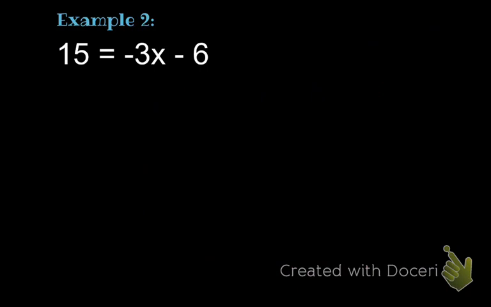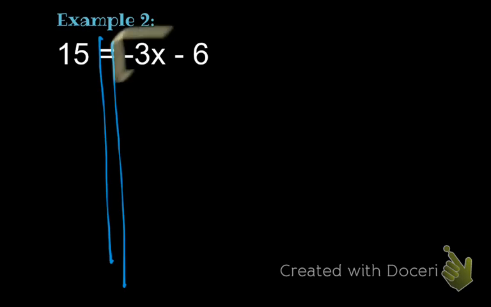All right, you guys, here's our second example. Write down 15 equals negative 3x minus 6 in your notebook. All right, first thing, let's draw in those lines. The next thing I like to do is find my variable. Remember, that's the letter. And in this case, it's attached to negative 3.